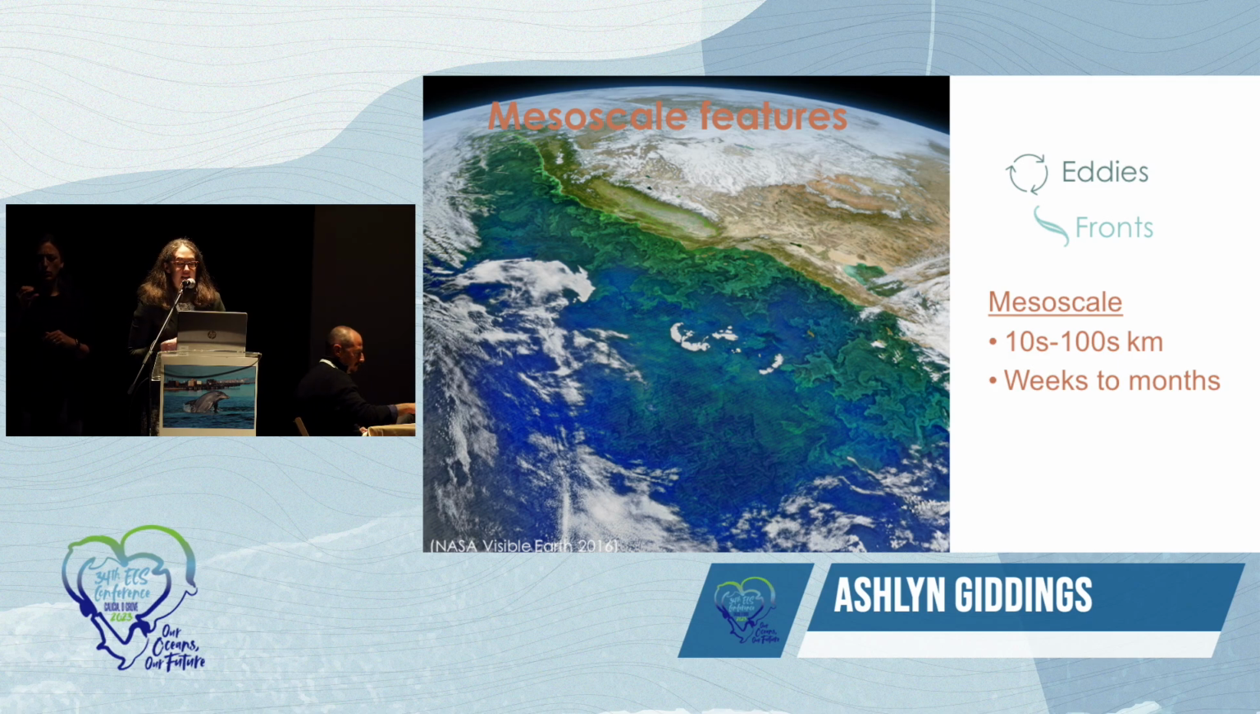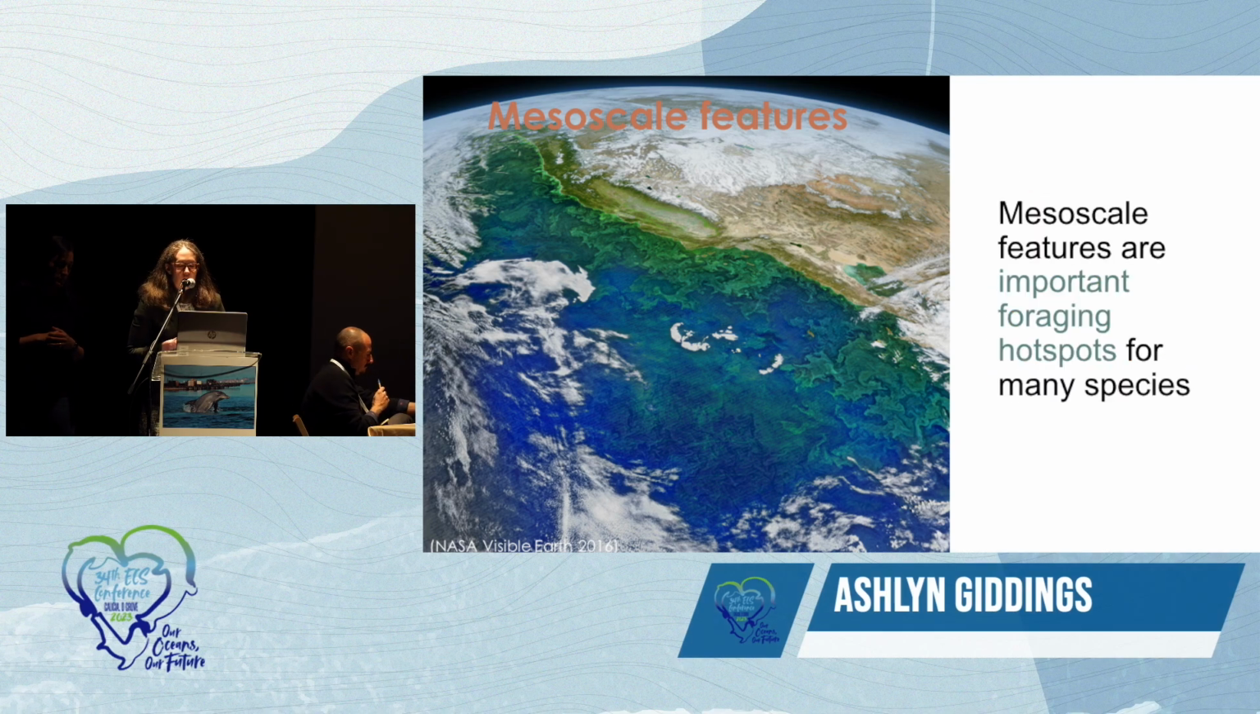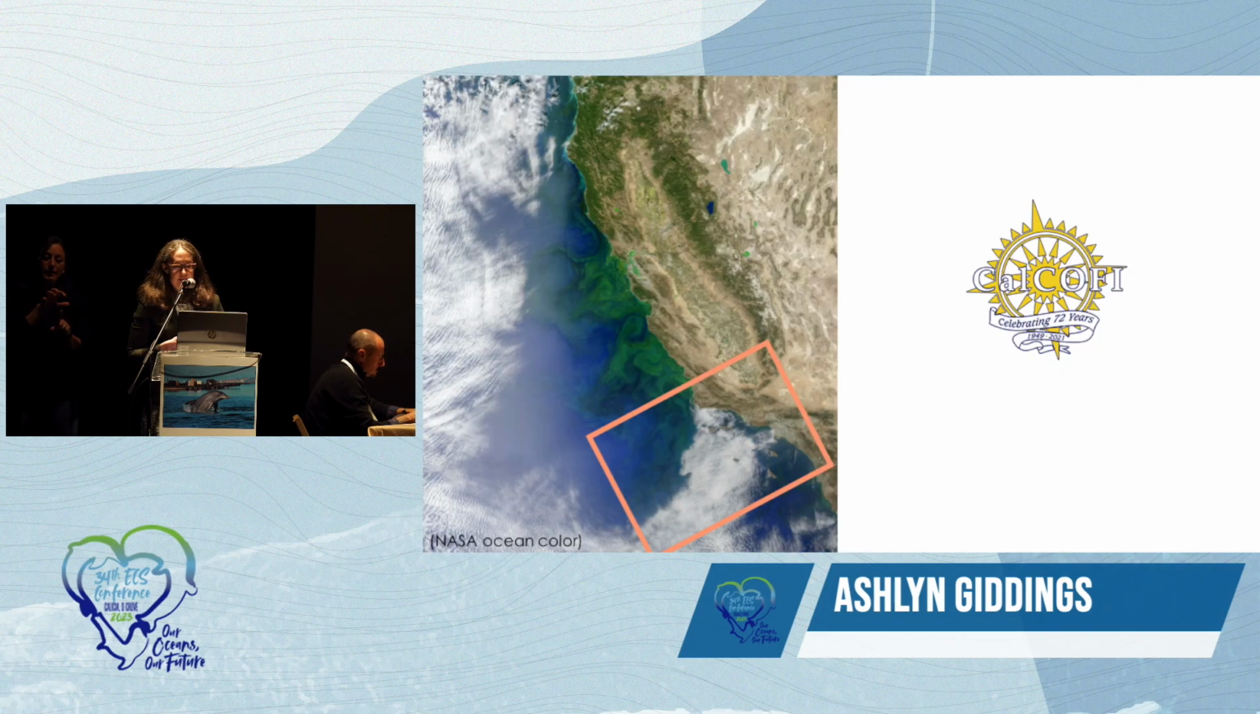I'm referring to eddies, fronts, and filaments that are on the order of tens to hundreds of kilometers long and persist for weeks to months. And these mesoscale features structure pelagic ecosystems, for example, by moving nutrient-rich water away from upwelling sites, encouraging phytoplankton growth, giving rise to the structure and phytoplankton patches we see in this ocean color image. And they're also important foraging hotspots for many species, including cetaceans.